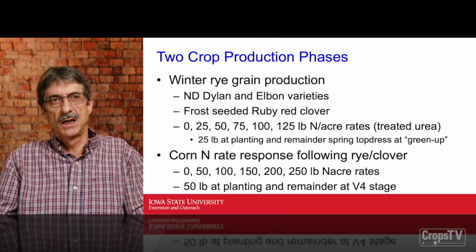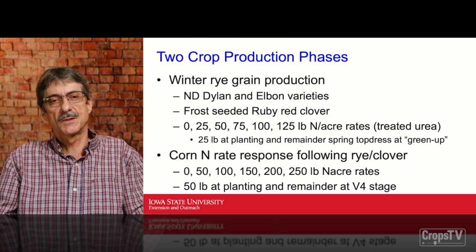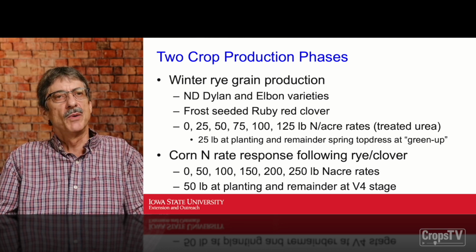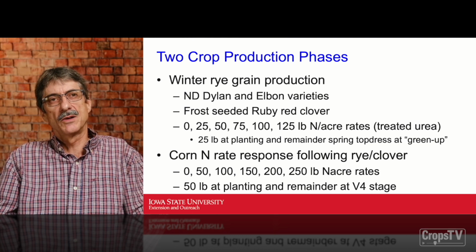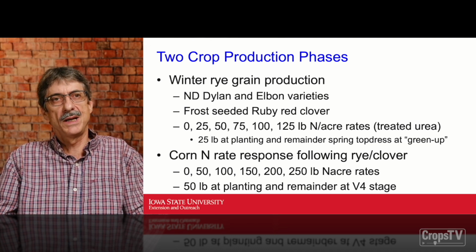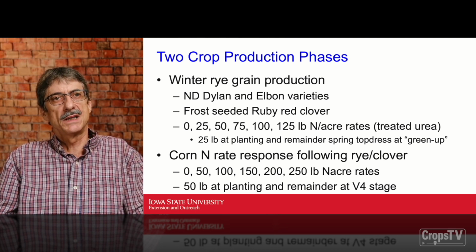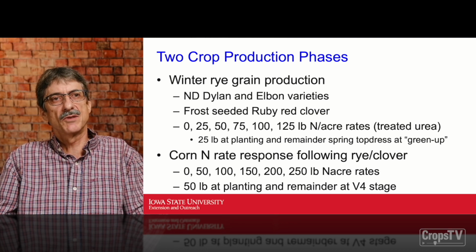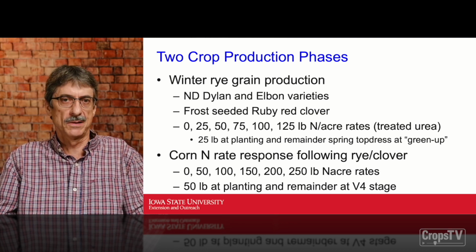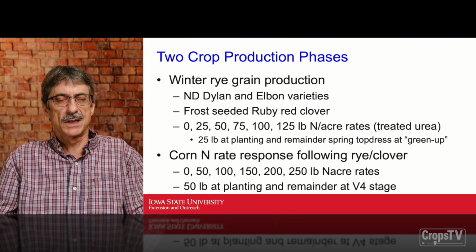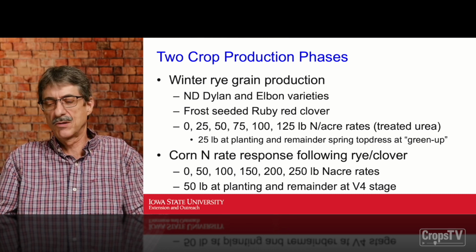We frost seeded ruby red clover generally in the latter part of March when we were still getting some frost, but the spring was coming. We had 6 nitrogen rates on the rye, 0 to 125 pounds of N per acre as urease treated urea. We put 25 pounds on at planting and the remainder in the spring at top dress as the rye was beginning to green up. In our corn, our nitrogen rate response following the rye and clover was 6 N rates from 0 to 250 pounds of N per acre. And we had 50 pounds at planting time and the remainder at the V4 growth stage, and again it was treated urea.